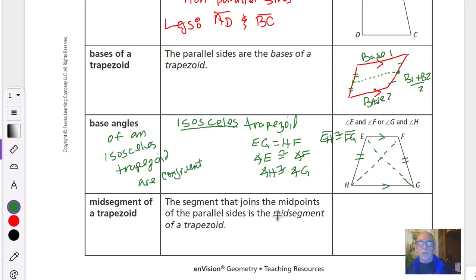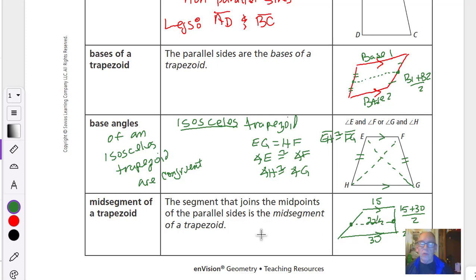The mid-segment of a trapezoid is the segment that joins the midpoints of the legs. So if I draw a trapezoid, here we have a trapezoid. Here's the parallel sides. Here's the midpoint of one leg, midpoint of the other leg. It's halfway between the bases. If this was 15 and this was 30, the length of the mid-segment would be the average of 15 plus 30, and you would divide by 2. So 45 over 2 would be 22 and a half. So this length would be 22 and a half.